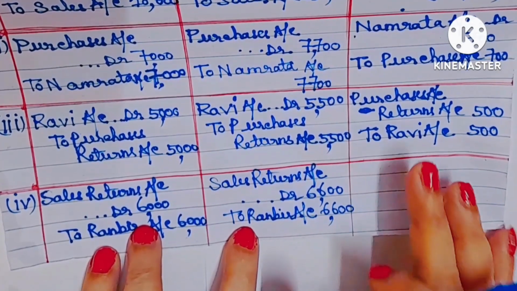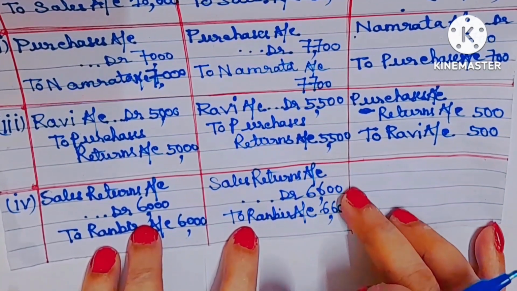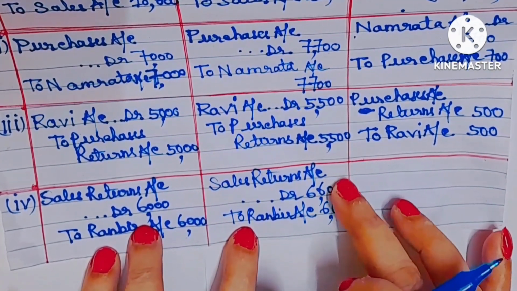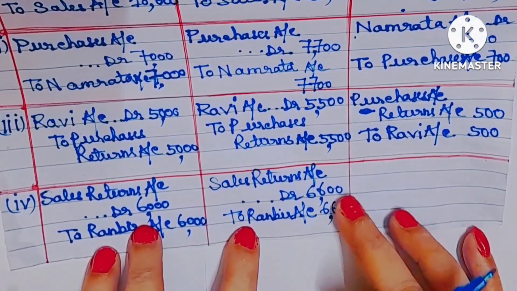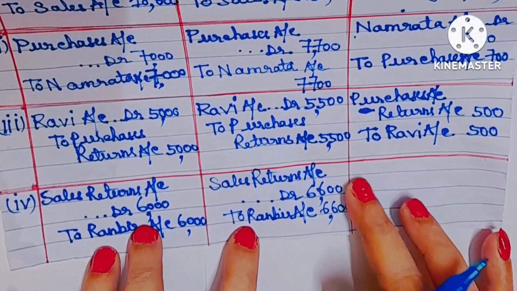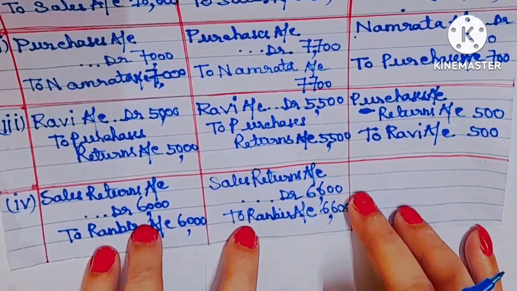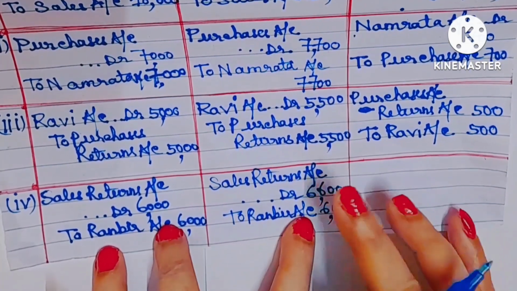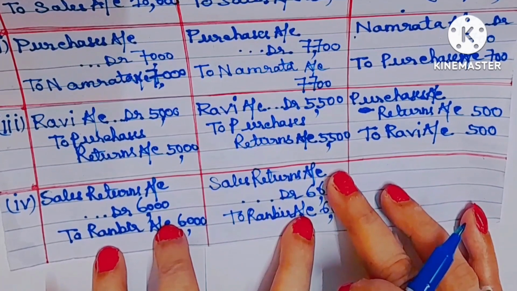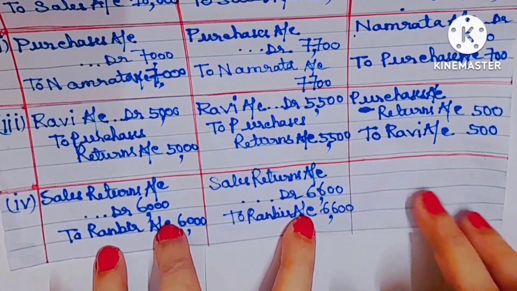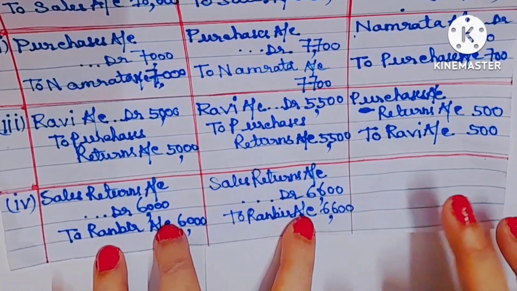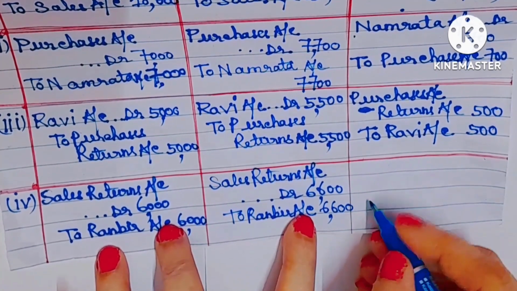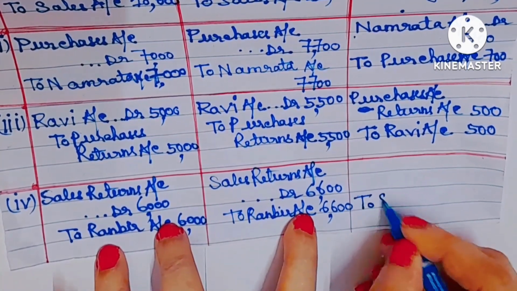What did I tell you? To decrease the differential amount, here the differential amount is 600. How did I get 600? 6,600 minus 6,000 will give you 600. To decrease 600, we just have to pass the reverse entry. Sales returns account is on the debit side. If you write sales returns account on the credit side with rupees 600, it will be cancelled. Okay, so let's write to sales returns account.